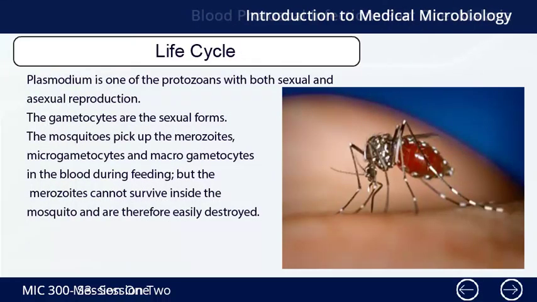Life cycle. Plasmodium is one of the protozoans with both sexual and asexual reproduction. The gametocytes are the sexual forms. The mosquitoes pick up the microgametocytes and macrogametocytes in the blood during feeding. But the merozoites cannot survive inside the mosquito and are therefore easily destroyed.